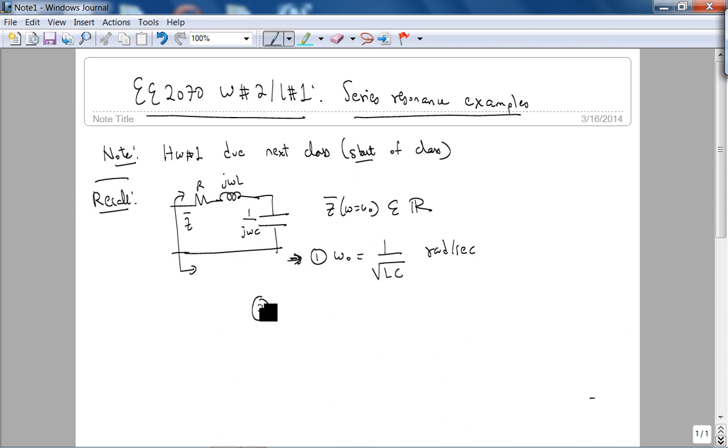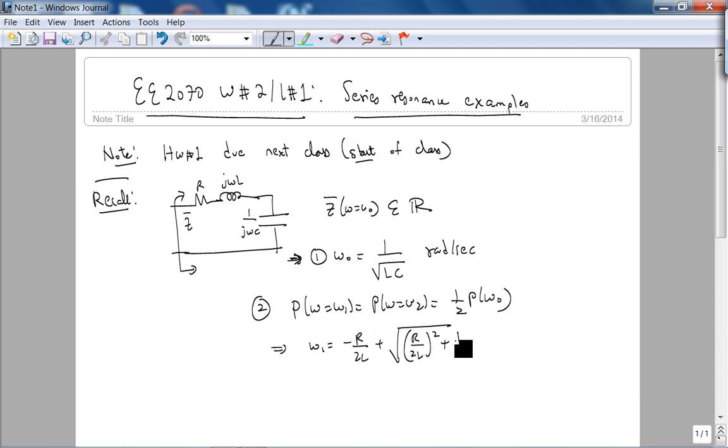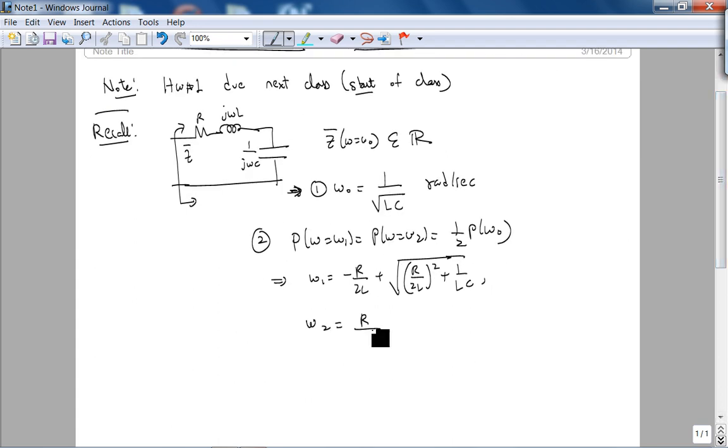Then point number two is the half power frequencies, defined as the frequencies where the power is 1/2 the power at resonance, and the power at resonance is maximized. This implies that omega 1 is minus R over 2L plus square root of (R over 2L) the whole squared plus 1 over LC, and omega 2 is simply R over 2L plus square root of (R over 2L) the whole squared plus 1 over LC.